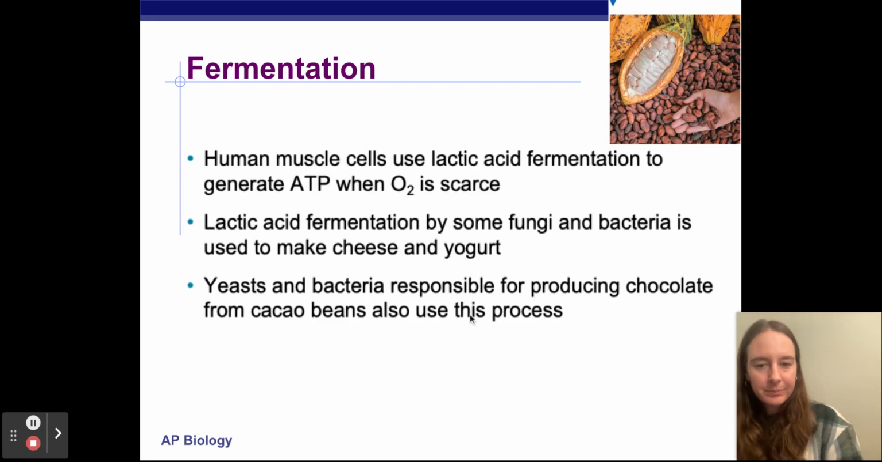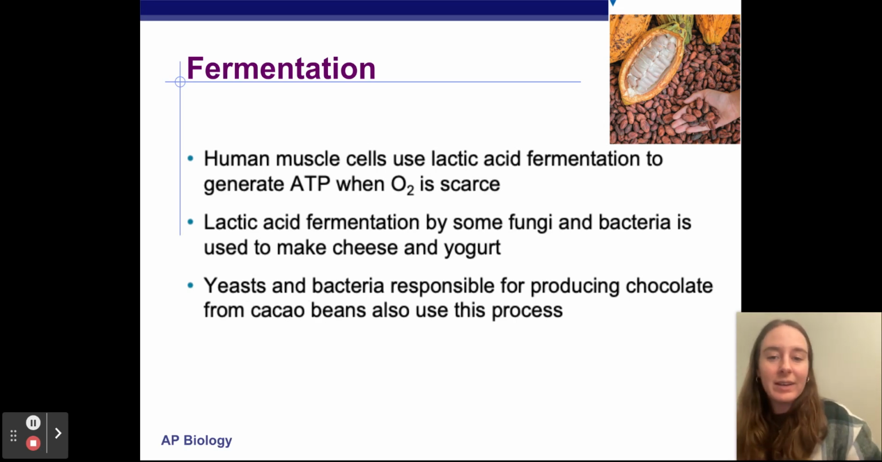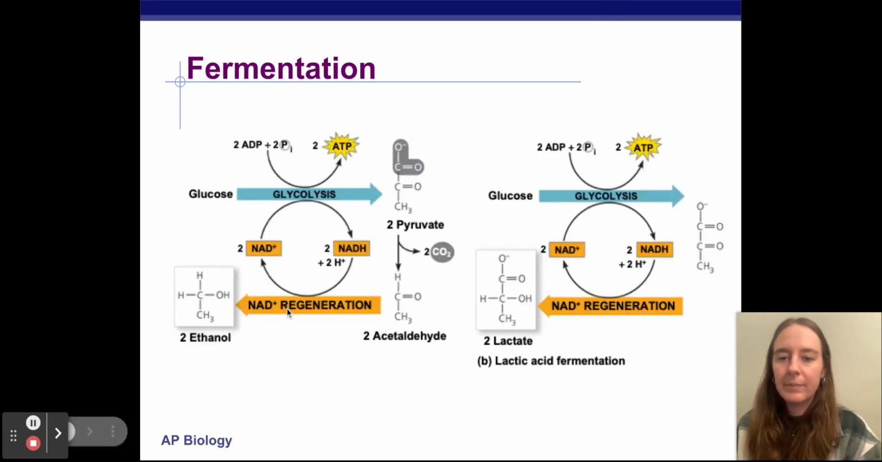Yeast and bacteria, this is how we make chocolate from cacao beans. So yeast is alive. It's a eukaryotic cell. Bacteria is a prokaryotic cell, and they can do glycolysis. So they take the sugar molecules that are found in cacao, and they do fermentation and create chocolate. So this is how you make really good foods. Any fermented food happens from this process here, either producing ethanol or lactic acid.